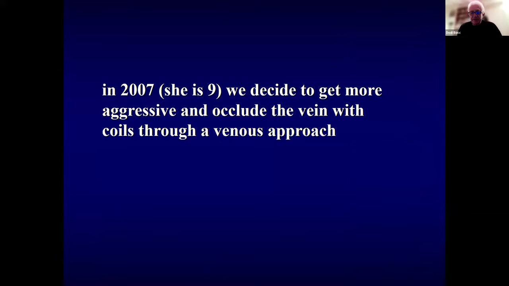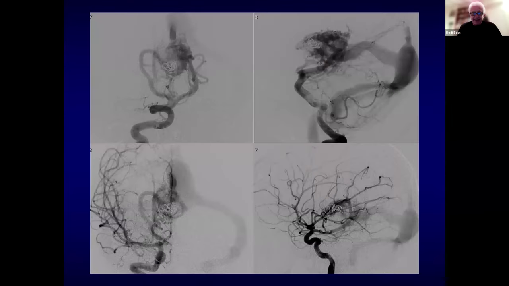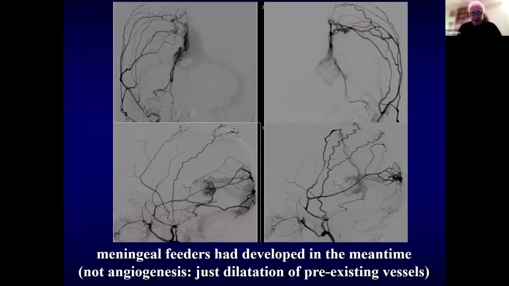If you want to occlude a fistula, you go to the vein and you occlude the vein. So we went through a venous approach. But interestingly, we can see there is a finer network, which is what you usually see in these cases, which has developed around the vein. To me, this is not angiogenesis. It's just a dilatation of pre-existing vessels. Again, this is the posterior circulation, the right carotid, and now also meningeal feeders, like a dural AV fistula, but this is not angiogenesis.